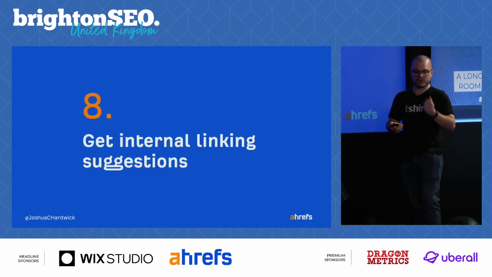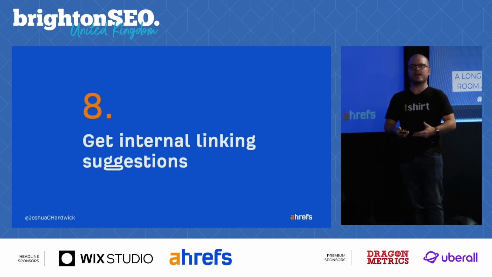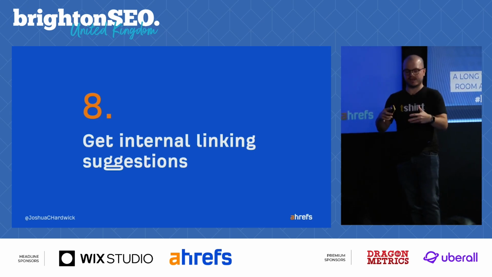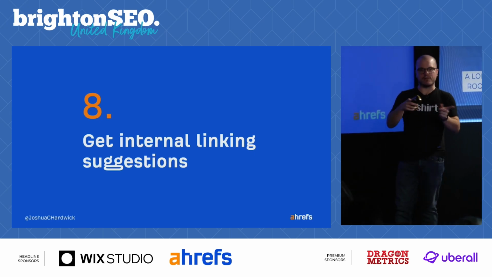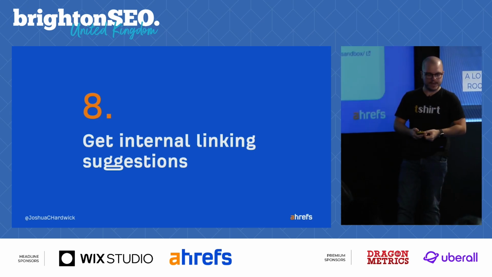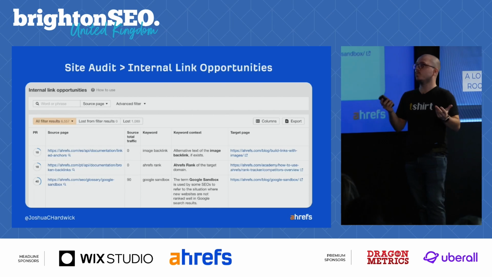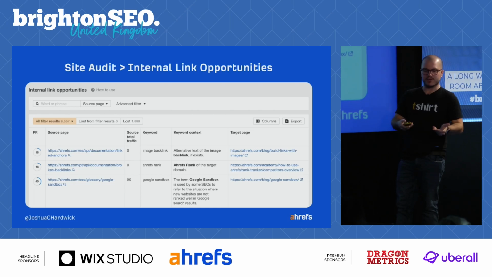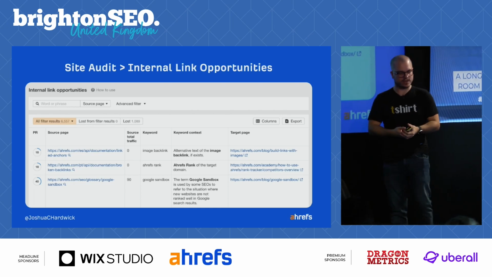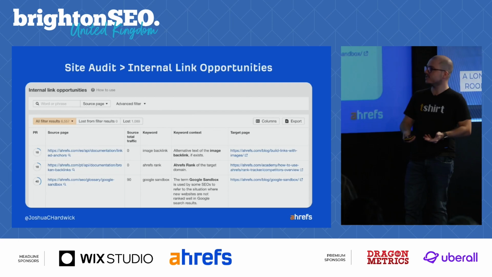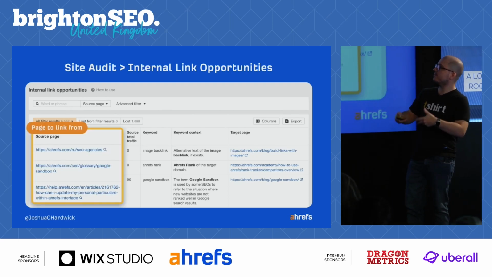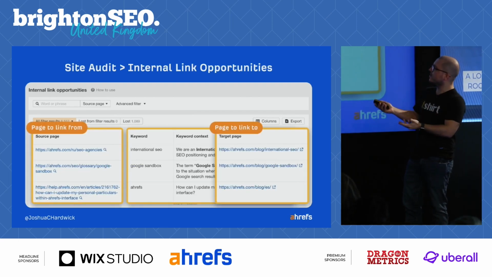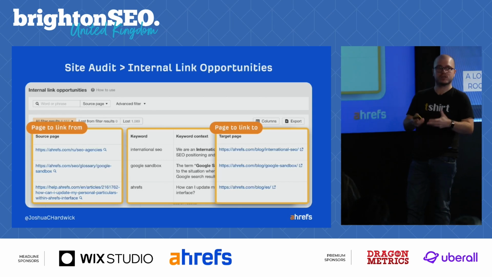Internal link suggestions. We all work hard to get backlinks and get that authority to our site. And I think sometimes we forget to direct that wherever we want the link juice to actually go, to the page we want to rank. The key here, I think, is to try and link contextually. A really good way to find these opportunities is this internal link opportunities report in Site Audit. It suggests places to link from, the context, and where to link to. And you can plug a certain page in here as well.